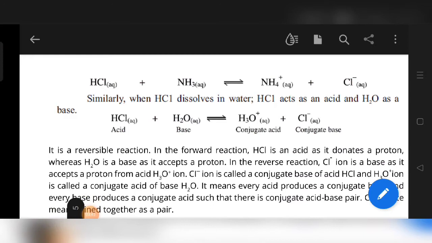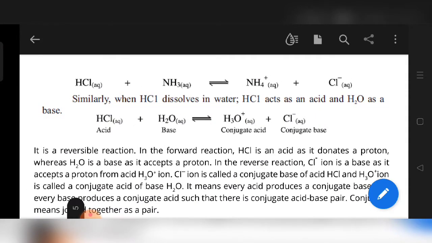Let's discuss the conjugate term in detail. Conjugate means: when HCl donates a proton to water, it will convert into hydronium ion, and chlorine acquires a negative charge. Now, because chlorine has a negative charge, it will act as a base, and when it can accept hydrogen again to reform the acid, it is called a conjugate base.